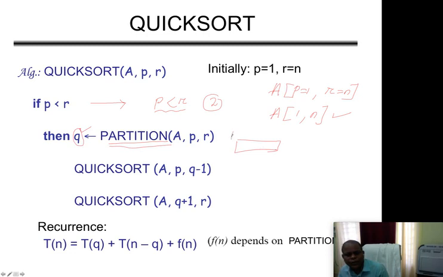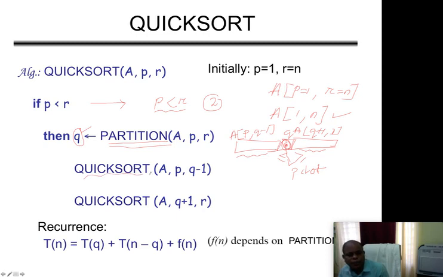One is A p to q minus 1, and the other is A q plus 1 to r, and in between there is an element whose position is q, such that the left elements are less than or equal to this element at position q, and the right elements are greater than or equal to the element at position q. This element is called the pivot element.